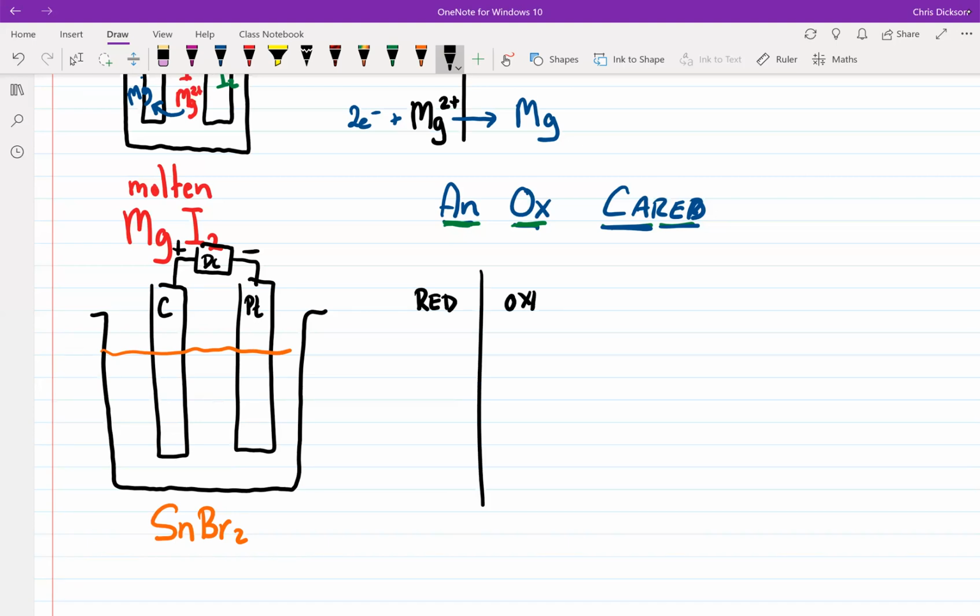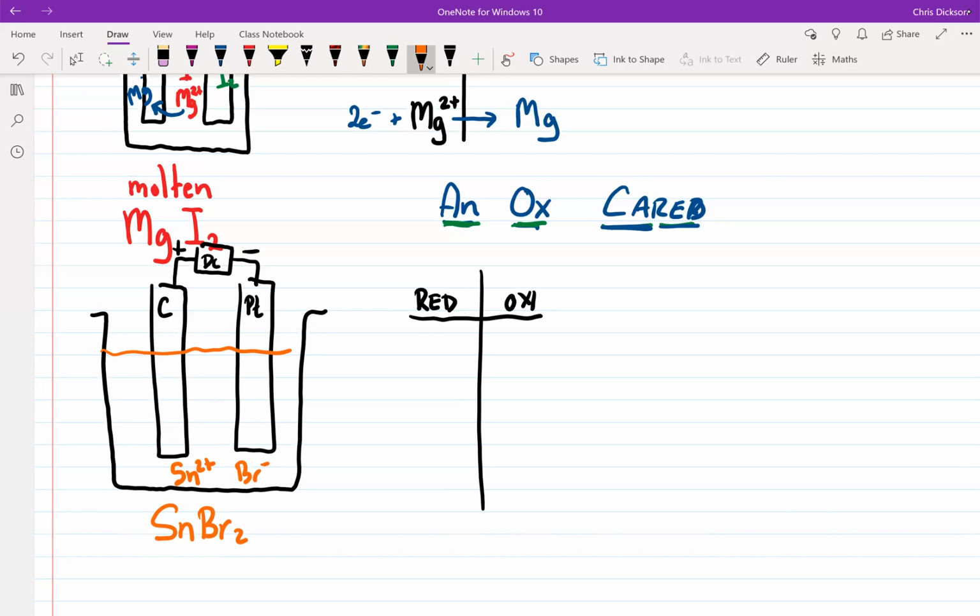Okay, so let's see if you paused it. All right, so I know floating around in here would be my tin ions. I'd have some tin ions floating around, and I'd have some bromide ions floating around. And the question is, would the tin get reduced? Would the bromide get reduced? What's going to happen here?